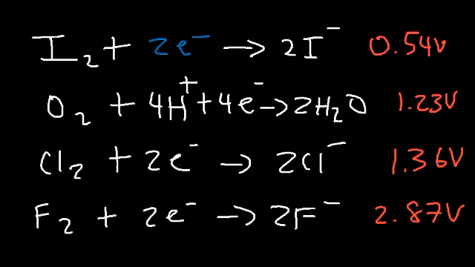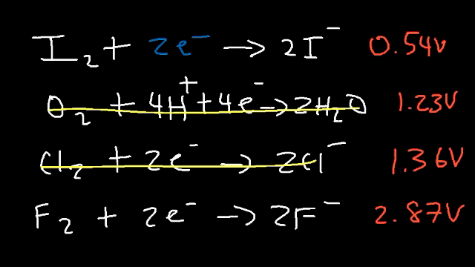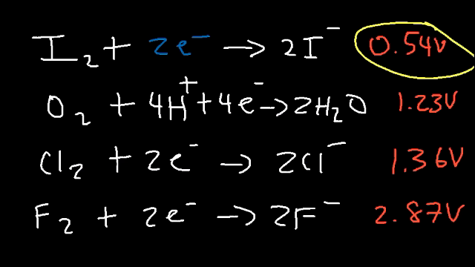So at this point, as you probably noticed, the strongest oxidizing agent and the strongest reducing agent is not going to be in this reaction or in this reaction if you put the cell potentials in order. It's going to be in a reaction with the lowest cell potential and with the one with the highest cell potential.